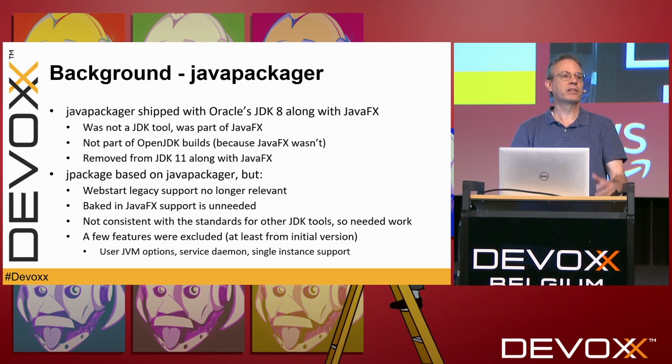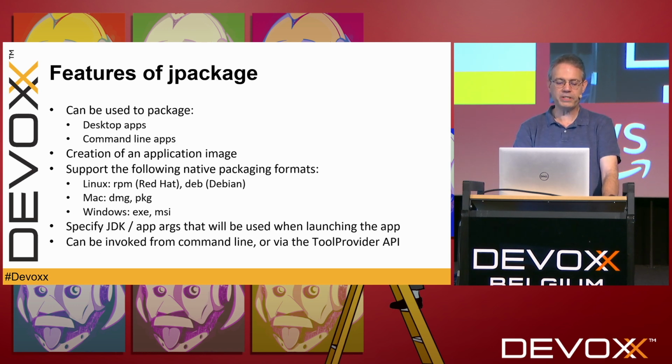Also, just in the interest of making it something that we could be pretty sure wasn't going to change and get out in what we hope is still a reasonable time frame, we excluded a couple of features that Java Packager had that we want to add back in. So the features, typically it's used to bundle either desktop applications, which is where it got its start, but also it can be used to bundle command line applications.